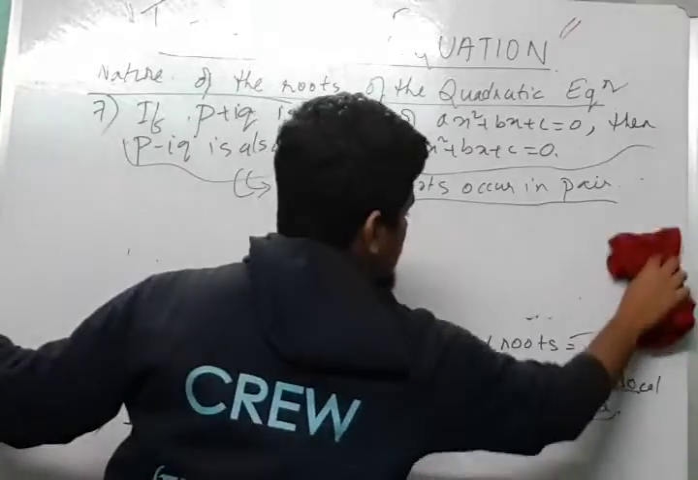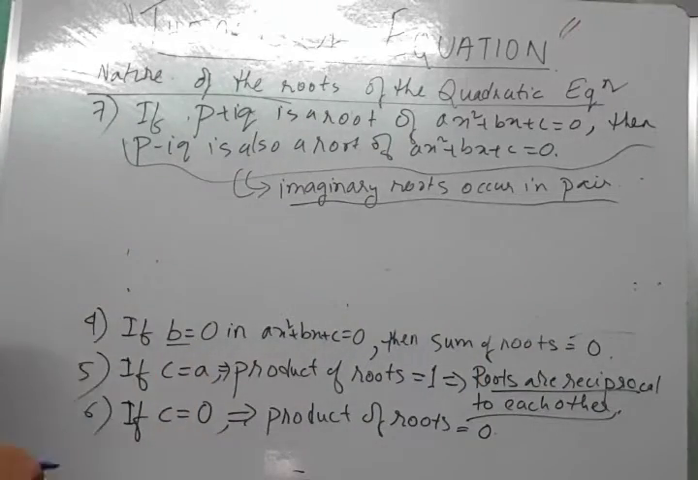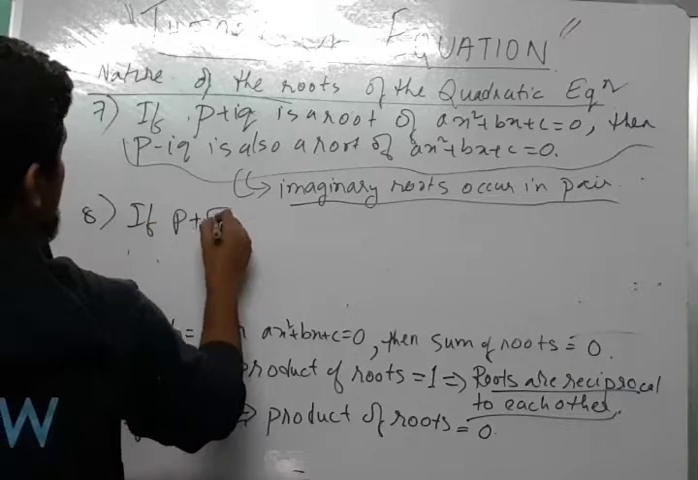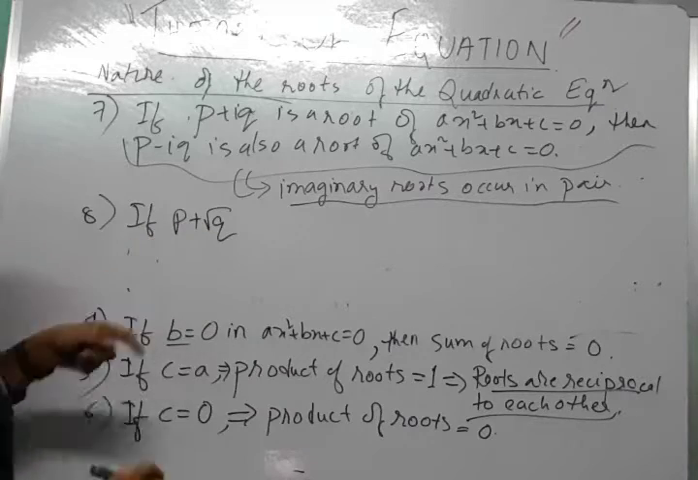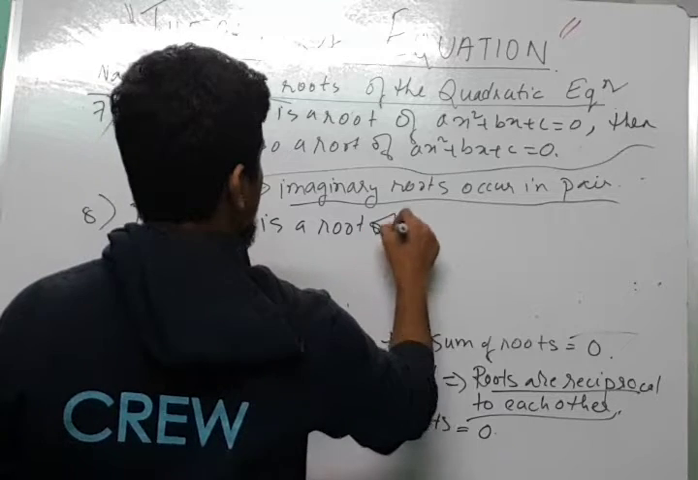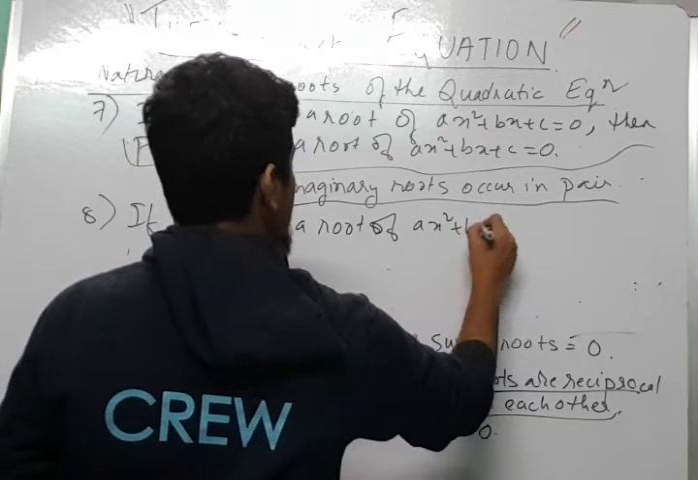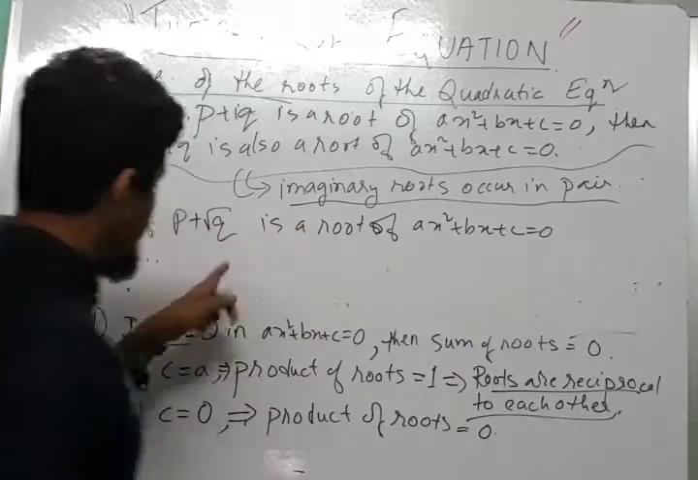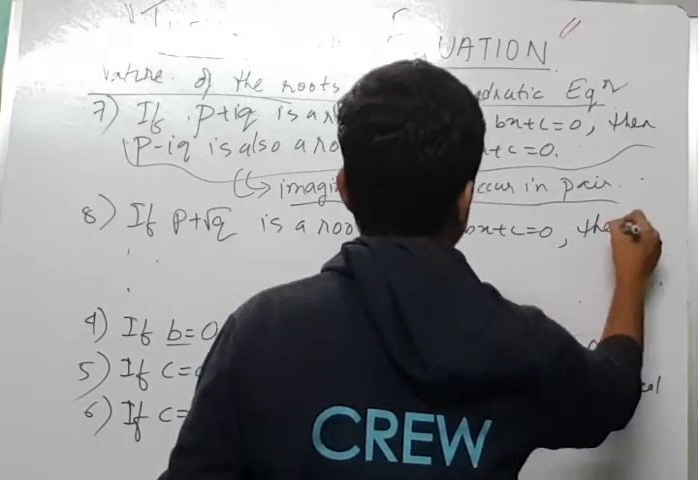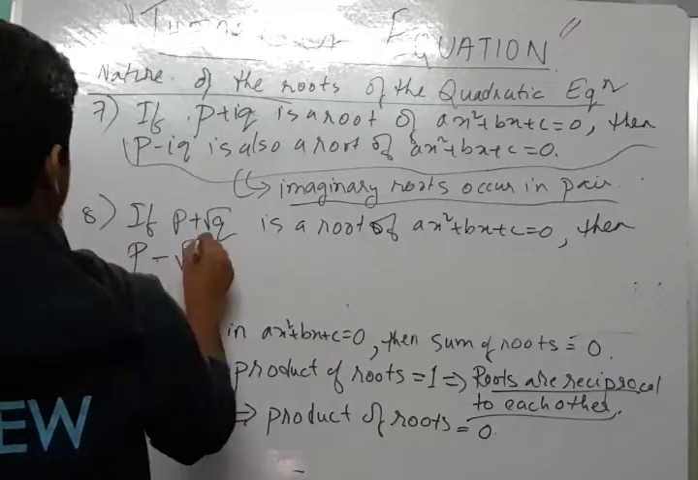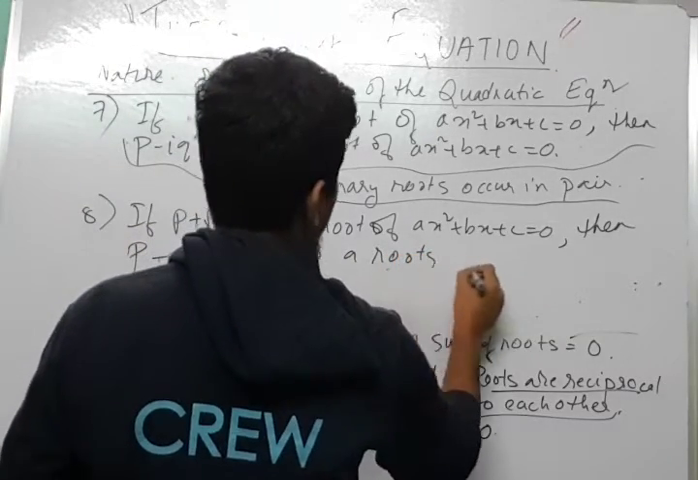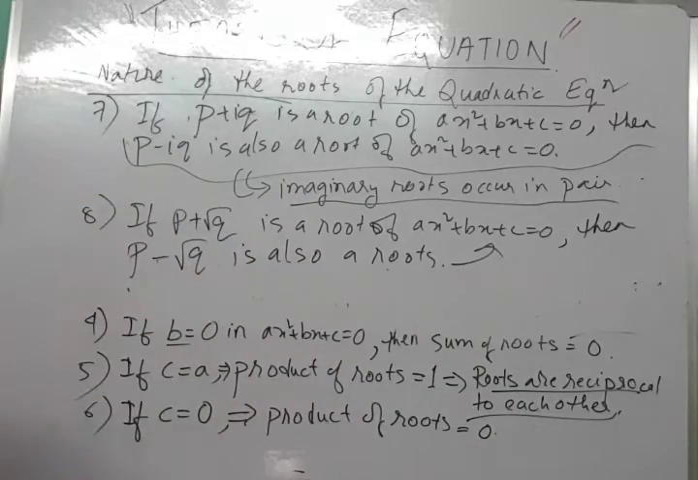So suppose we have roots of the format p plus root q. If p plus root q is a root of ax squared plus bx plus c equal to 0, then that will imply that p minus root q is also a root of this expression. So this is our standard stuff that we are going to know.